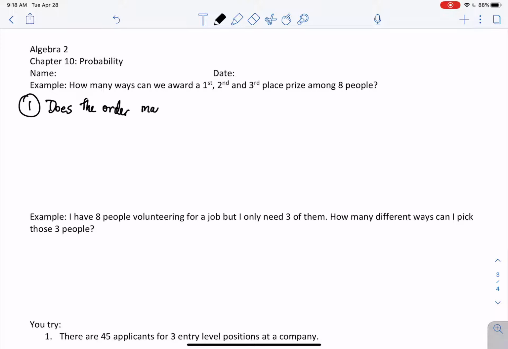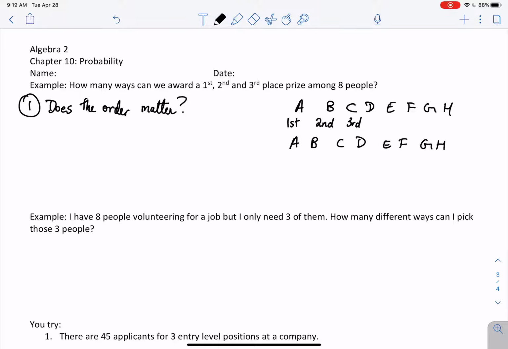So let's think about this. If we have 8 people, let's name them A, B, C, D, E, F, G, H. Let's say A comes first, then I pick B to come second, and I pick C third. Is that different from if I pick the same 3 people, A, B, and C, but now I pick C first, then A, and then B?